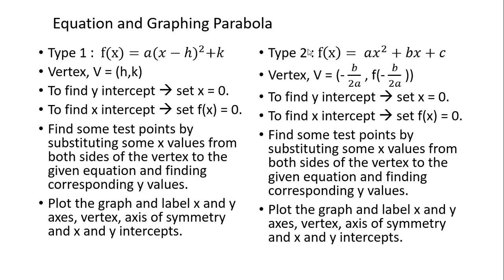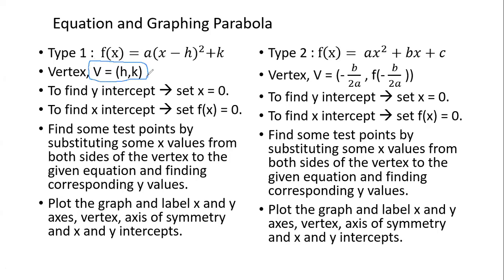Now, equation and graph of a parabola. As I said at the very beginning, there are two types of formulas people use to write the equation of a parabola. Quadratic functions are parabolas. Now, type 1 is f(x) equals a times (x minus h) square plus k. There, the vertex is given by (h, k), right?